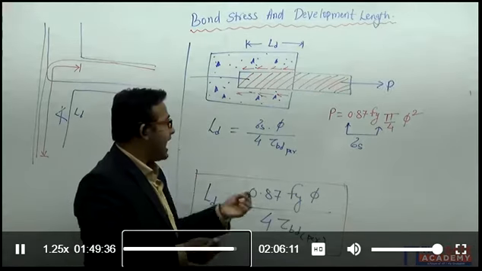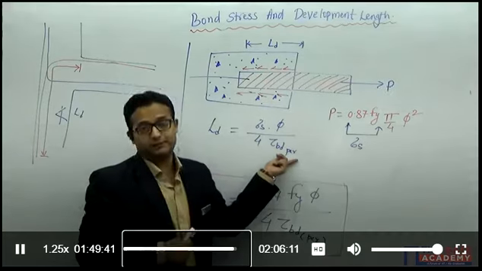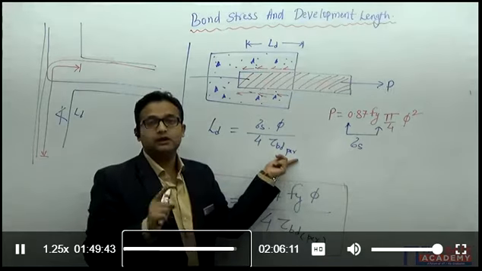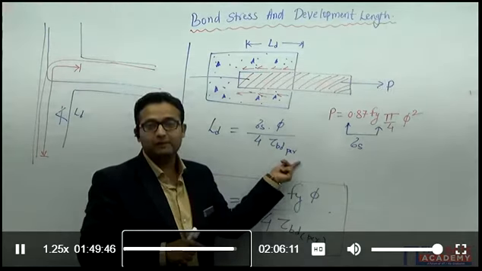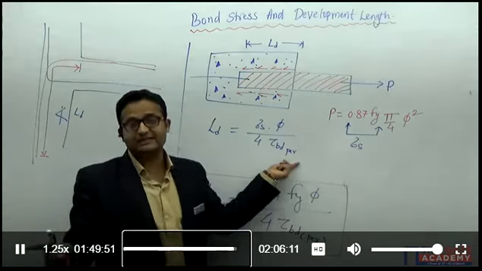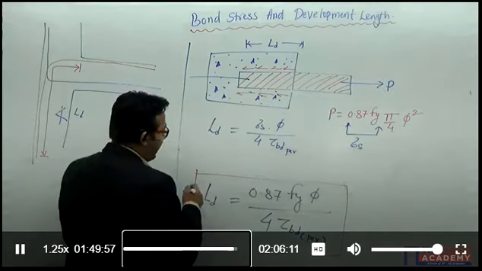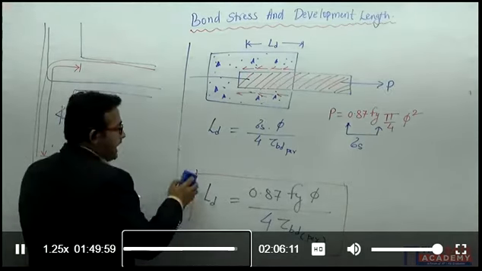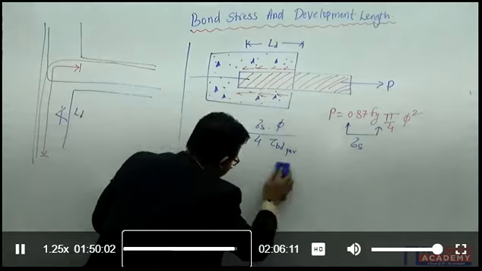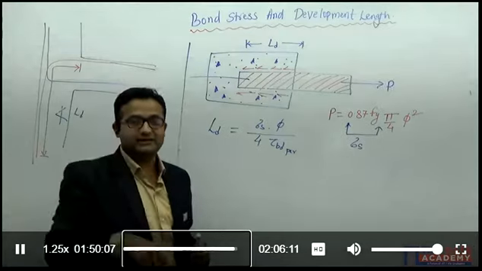I know tau BD permissible; in the code they have given this value for mild steel in the tension zone, for plain reinforcement. But here he is asking for HYSD bars. So what I am going to do here, I am going to multiply. I need to increase the strength by 60%. Right? Somebody has given the answer as 6.4.